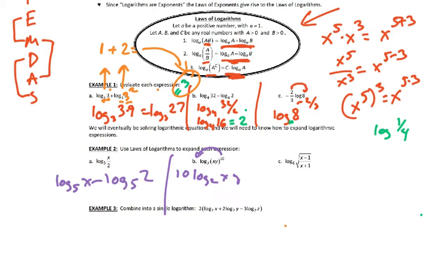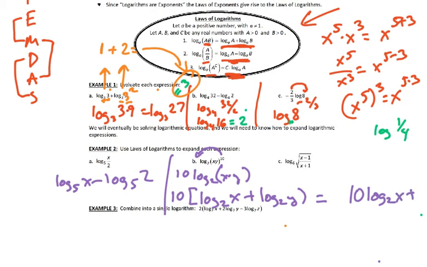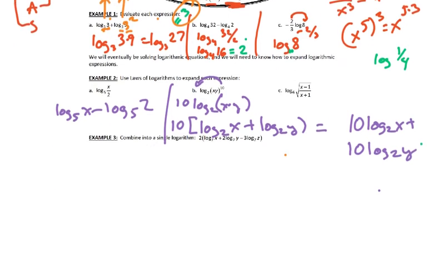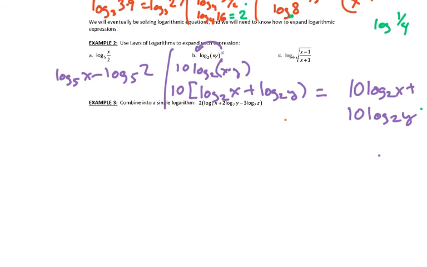And then we know when we multiply, we add them. So remember, you have a 10 in front of both. So I'm going to put them in parentheses, or in this case brackets: log base 2 x plus log base 2 y. And if I wanted to go one step further, then I could say 10 log base 2 x plus 10 log base 2 y. Okay? Let's do C. I'm going to have to write C off to the side here.